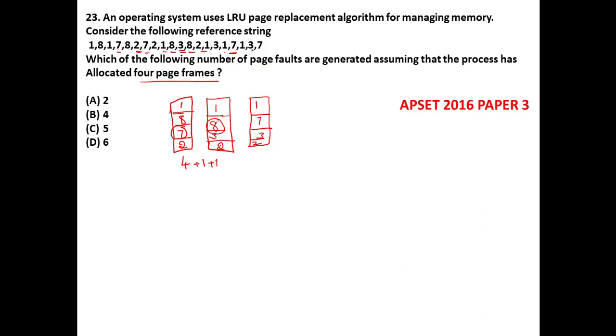3 is also available. 7 is also available. No page faults occur. So how many page faults? 4 plus 1 plus 1 is 6. Totally 6 page faults. So option D is the right answer.